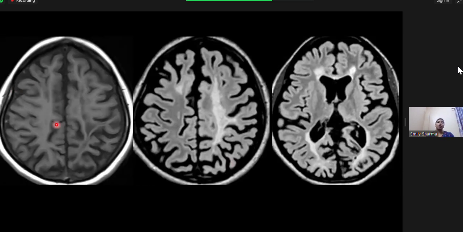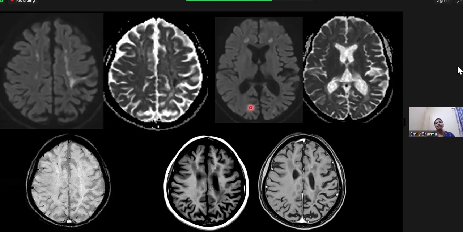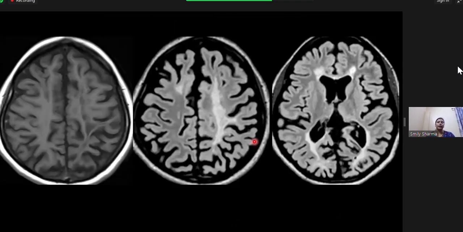On T1, we see that it is hypointense, and on FLAIR, it is hyperintense. And there is some characteristic feature on diffusion. It is showing diffusion restriction. And on SWI, a very small blooming focus is seen, although in this disease, more calcifications are seen. When we look at the post-contrast sequence, we see small foci of enhancement, but it is not actually enhancing because on T1 also, they are hyperintense. So what do you think of the diagnosis?